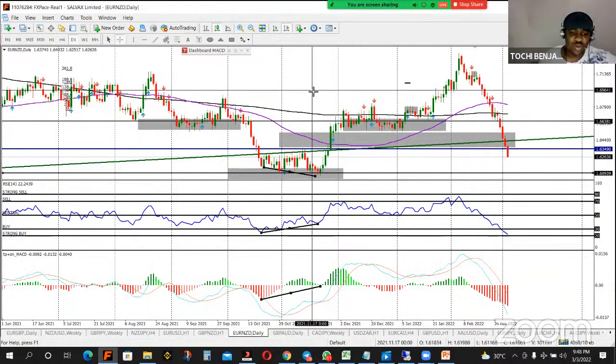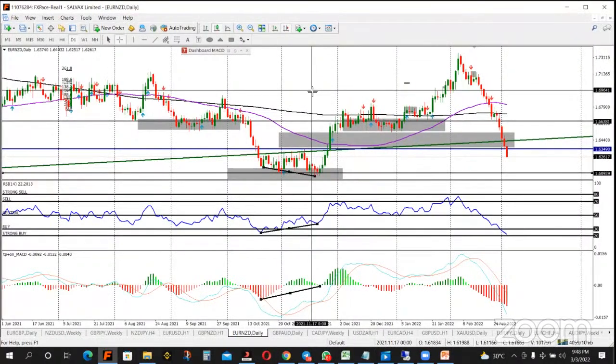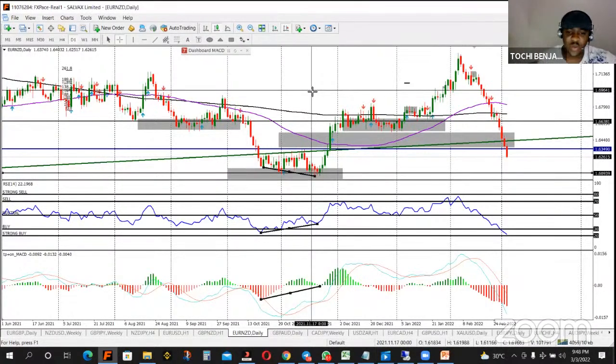We've talked about the histogram, shrinking of the histogram. We've talked about histogram crossover. We've talked about moving average crossover for MACD and how to trade it, the trading strategy. Okay, so we'll give room for questions now.